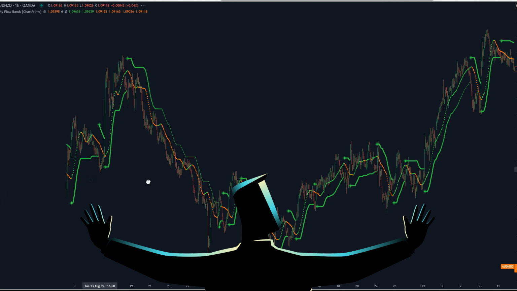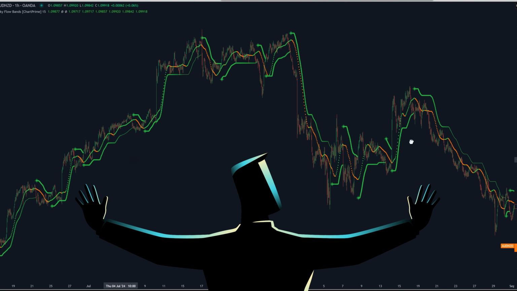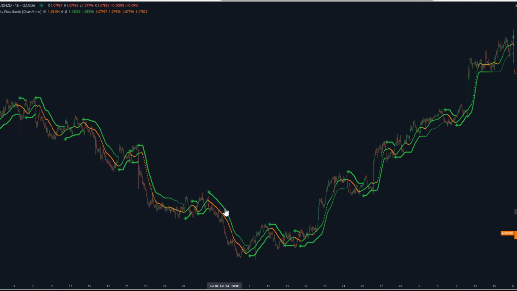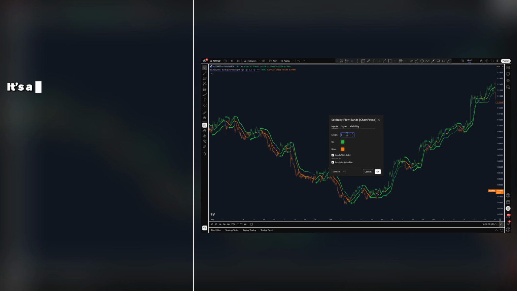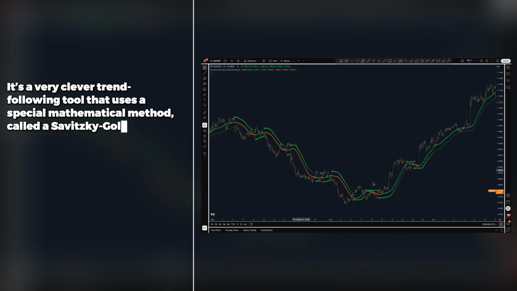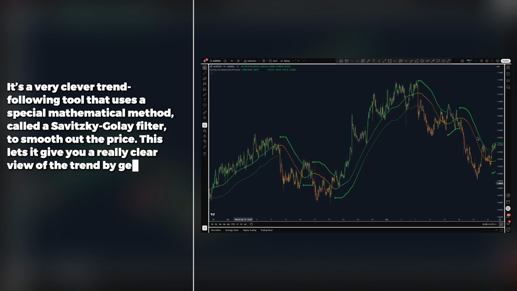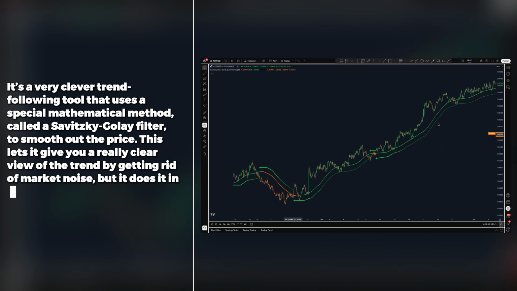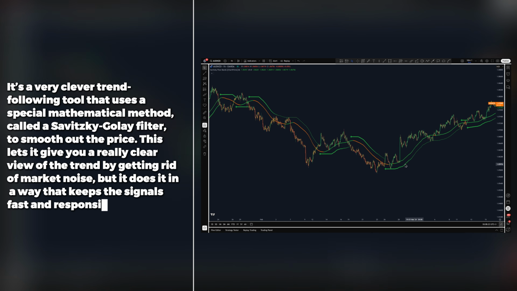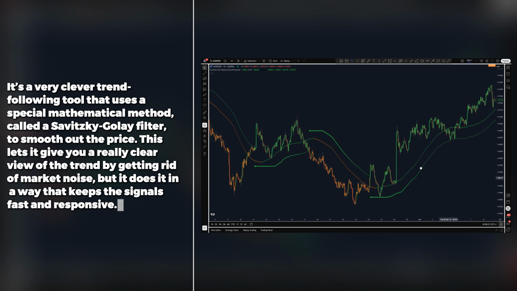Ladies and gentlemen, this is the all-powerful Savitzky Flow Bands indicator. Now, this isn't just another moving average. It's a very clever trend-following tool that uses a special mathematical method called a Savitzky-Golay filter to smooth out the price. This lets it give you a really clear view of the trend by getting rid of market noise, but it does it in a way that keeps the signals fast and responsive.